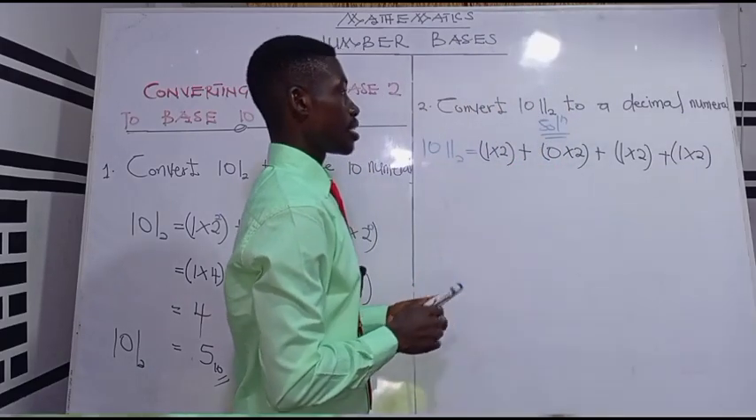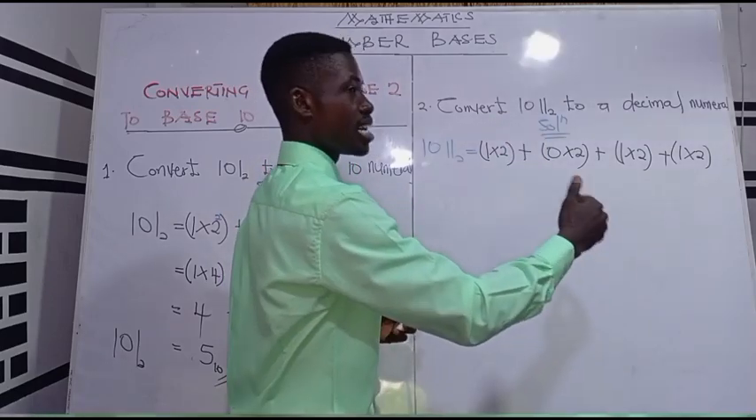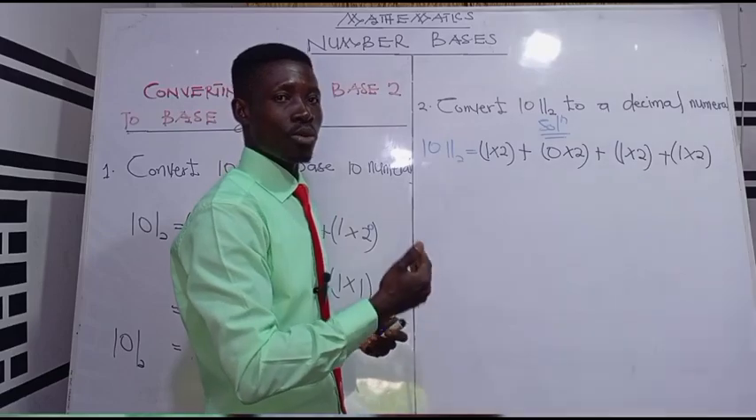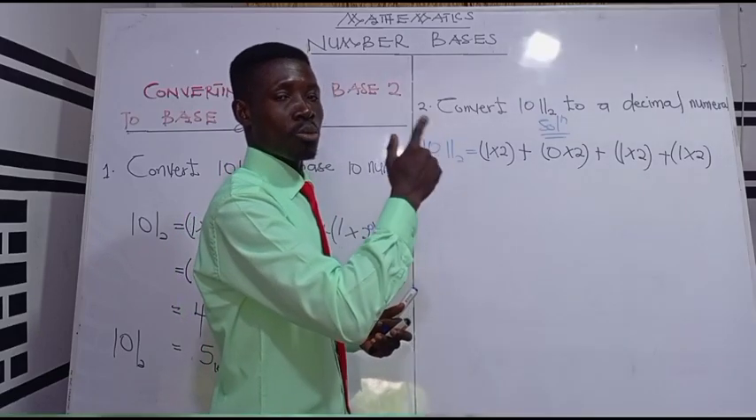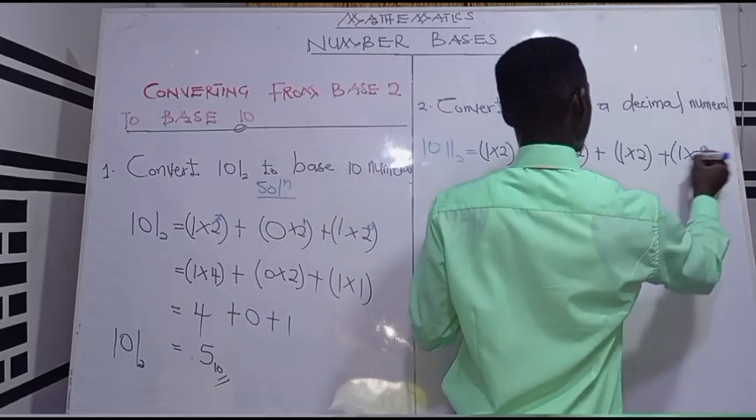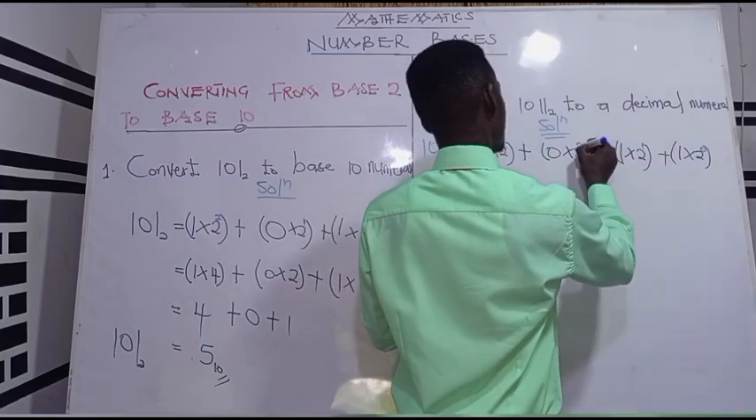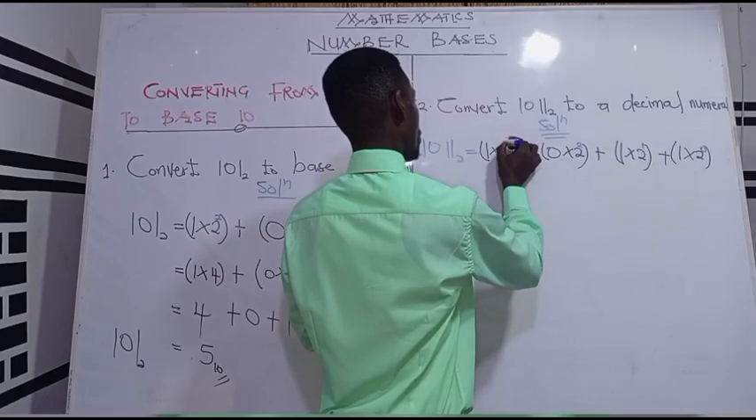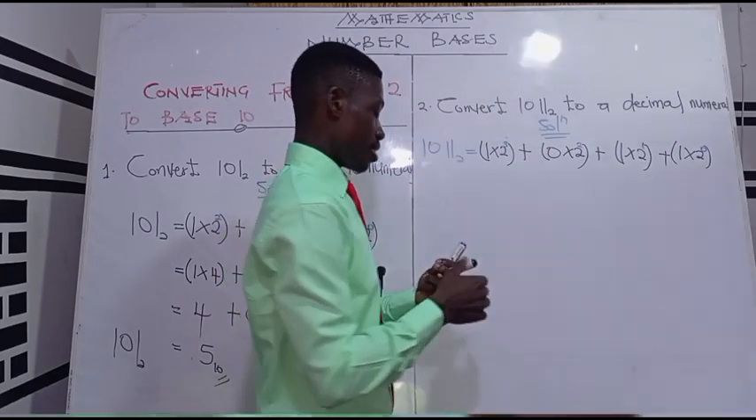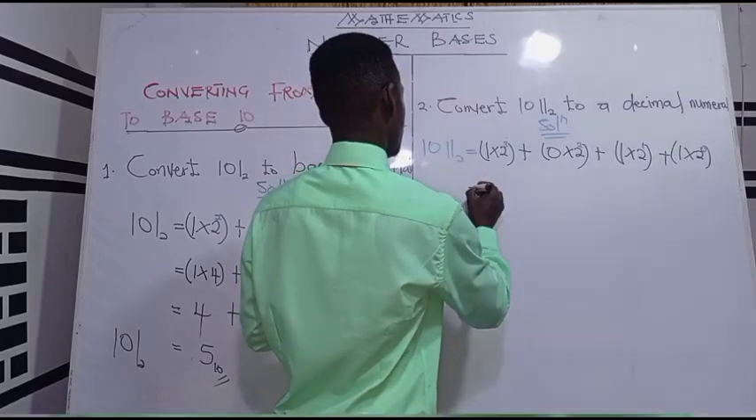So the next thing is we start counting from the extreme right to the left. And the counting starts from what? 0 on top of the number base. So we have 0, 1, 2, 3. The rest is simplification of these numbers.